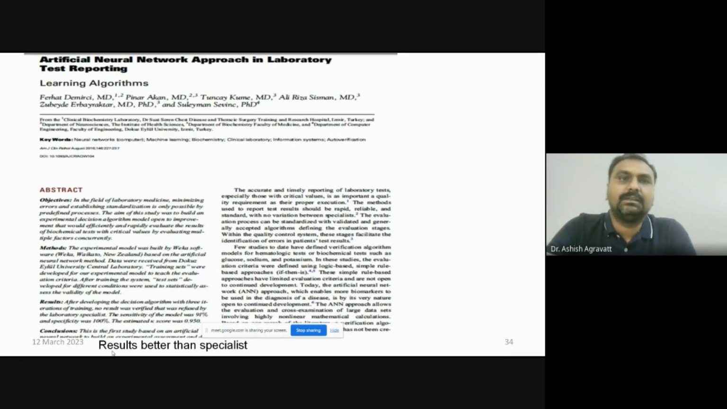This is another article regarding an artificial neural network approach in clinical laboratory test reporting. With this, machine learning was able to give the test report, and it was found to be better than even the specialist.